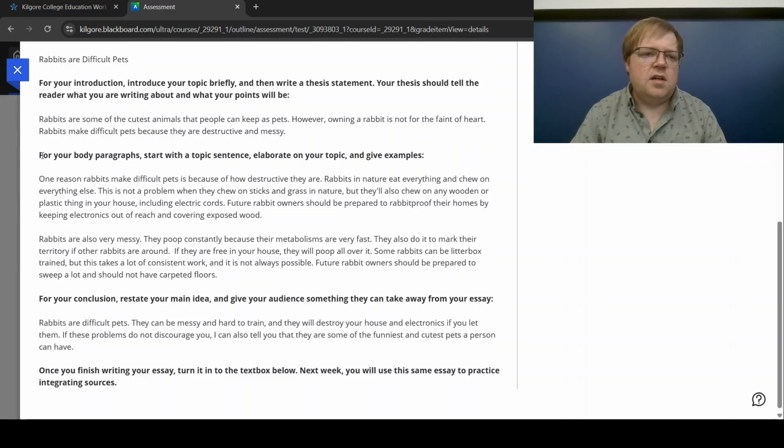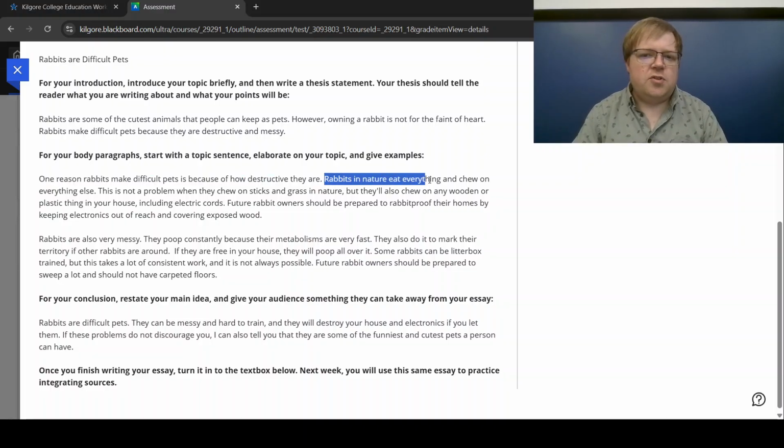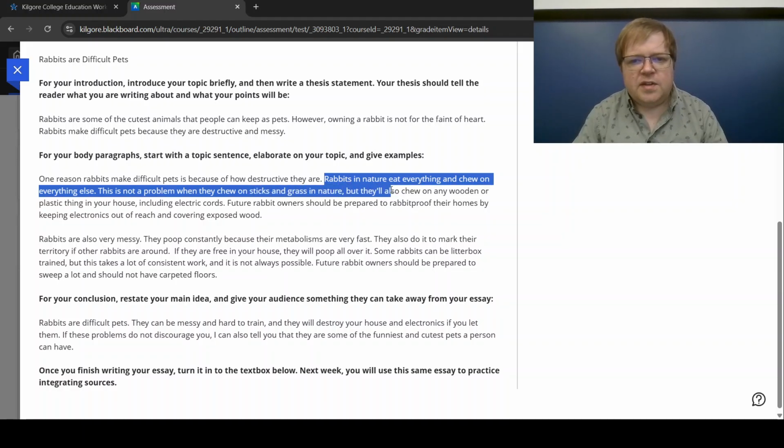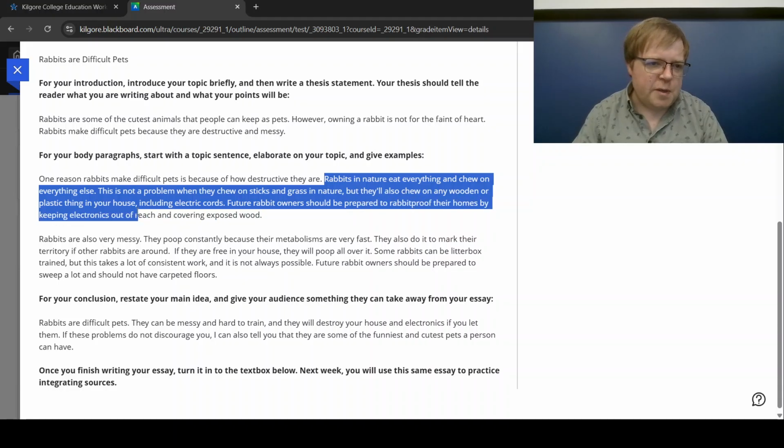And in this case, the first one here, I said rabbits are difficult pets because of how destructive they are. So I have a topic sentence here that is saying what this paragraph is about, and then I'm going to go into more detail. Rabbits in nature eat everything and chew on everything else. This is not a problem when they chew on sticks and grass in nature, but they'll also chew on any wooden or plastic thing in your house, including electric cords. Future rabbit owners should be prepared to rabbit-proof their homes by keeping electronics out of reach and covering exposed wood.